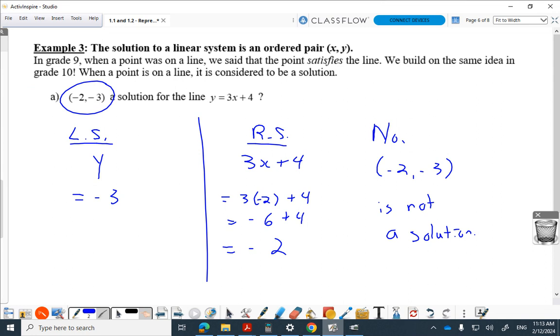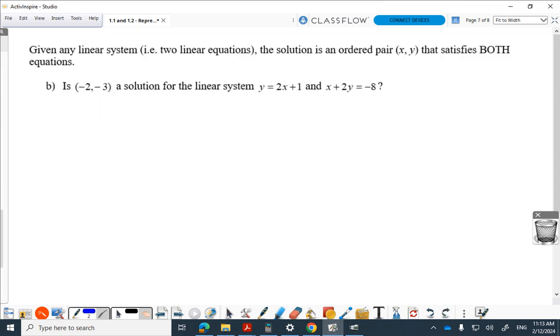Okay, last example, which is good because we're almost out of time. We've got other things to take care of. This is what we're doing this chapter. Given any linear system, the solution is something that satisfies both equations. So I've got to do it twice. I've got to check y equals 2x plus 1 over here, and I've got to check x plus 2y equals -8.